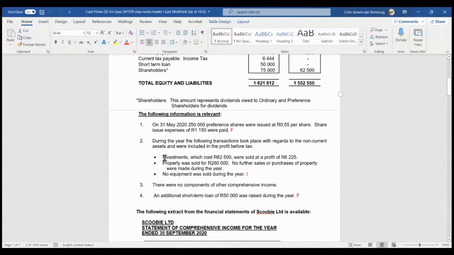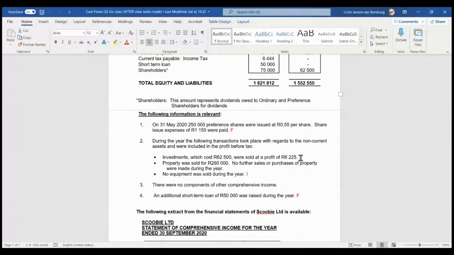Well, they say investments which cost 62,500 rands were sold at a profit of 6,225 rands. So that means, ladies and gentlemen, there was at least one disposal. There might have been more, but in total, that represents the disposal of investments.